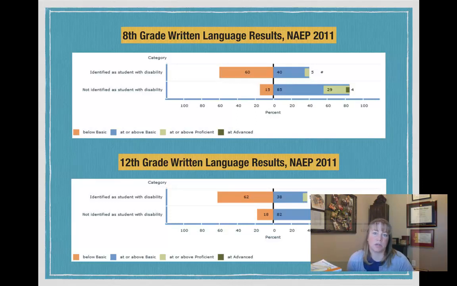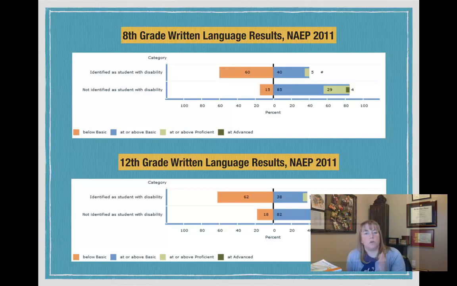So that's still pretty low in terms of our general education students that are at or above proficiency, if you think about that. It's pretty low. And then 15% are below basic. Now, this is 8th grade that we're talking about. When we look at students with disabilities at 8th grade, 60% of those students are below basic. And then we've got 40% of our students with disabilities testing at or above the basic level.